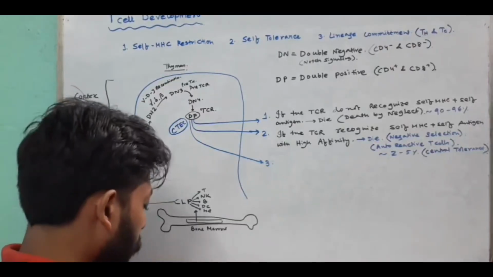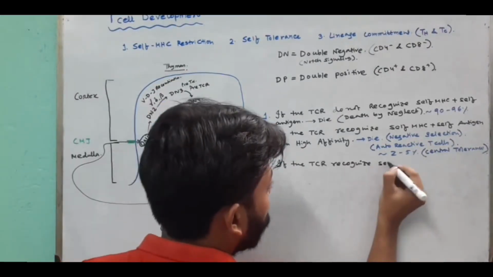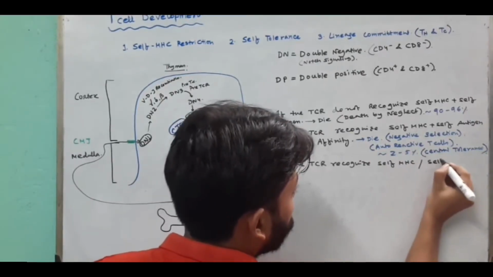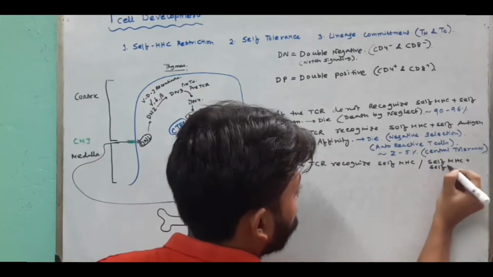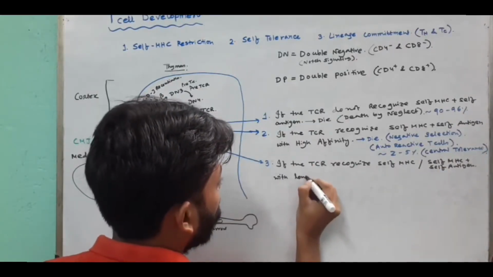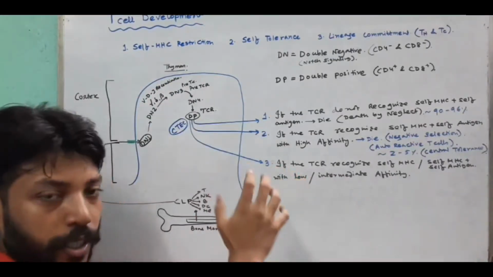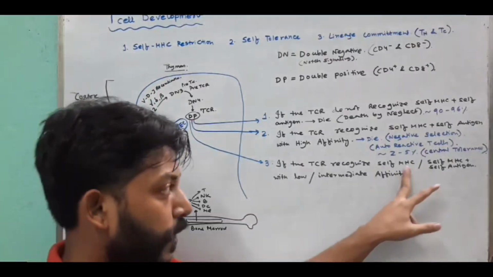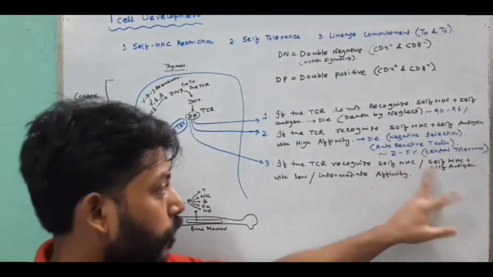The third situation is, if the T cell receptor recognizes self-MHC, or self-MHC plus self-antigen, with low or intermediate affinity. The third situation is, the T cell receptor can recognize self-MHC or self-MHC self-antigen. I have written it two times.